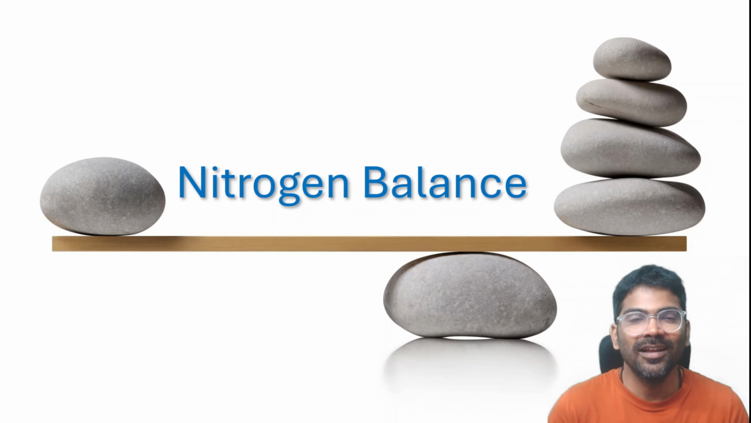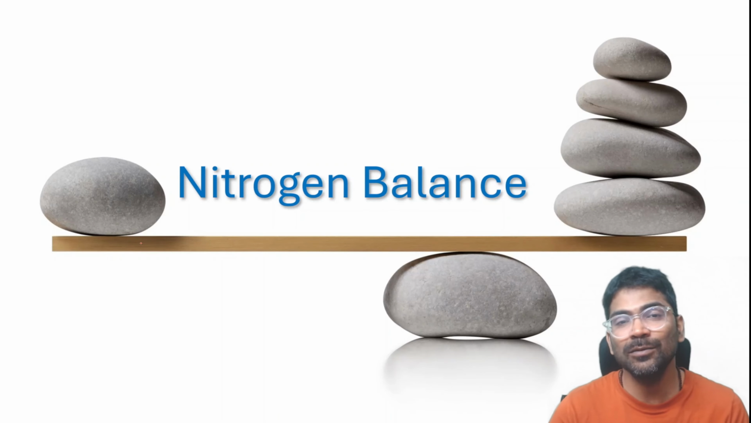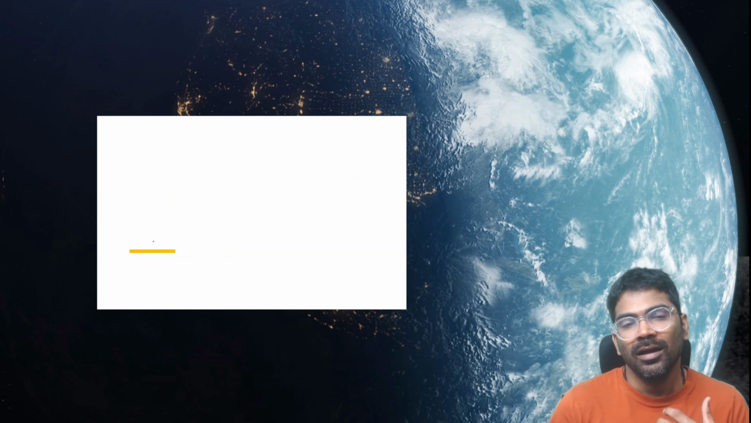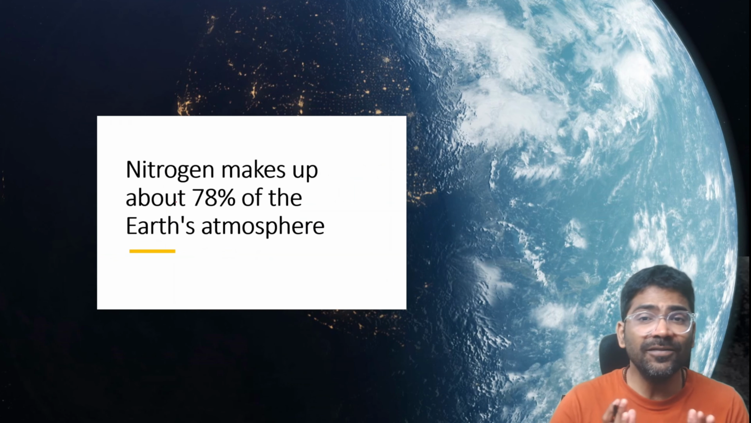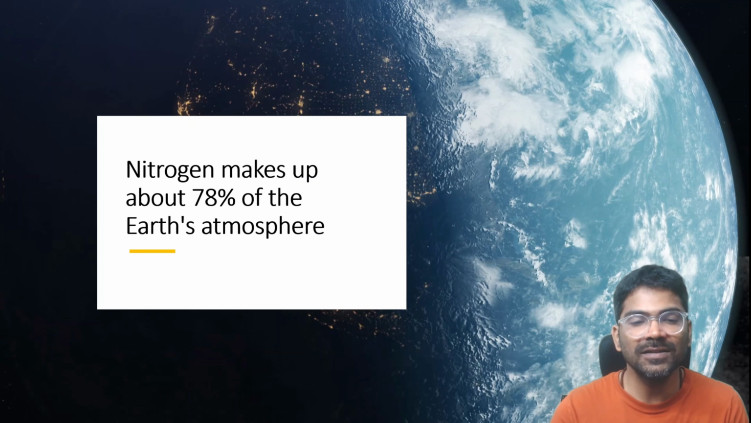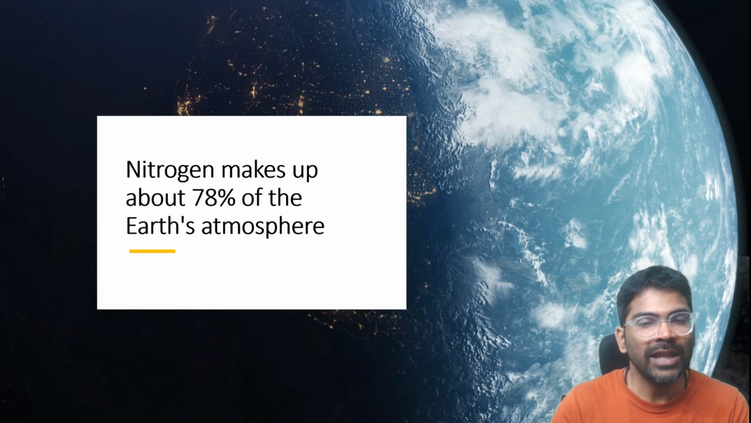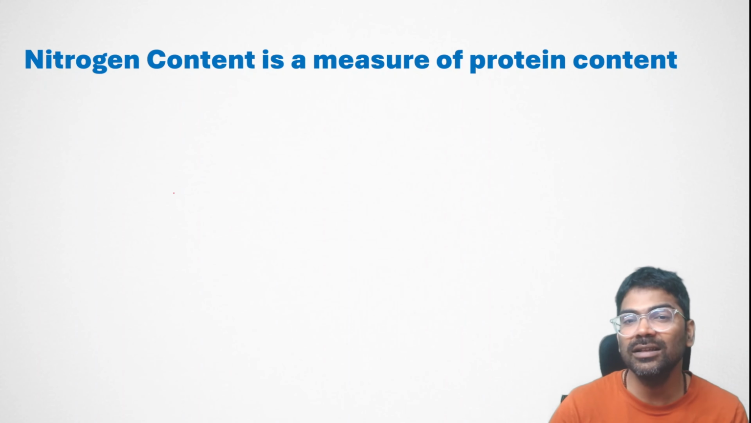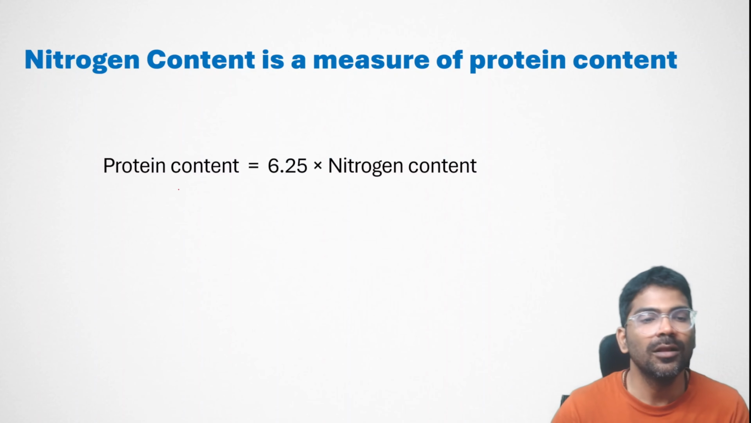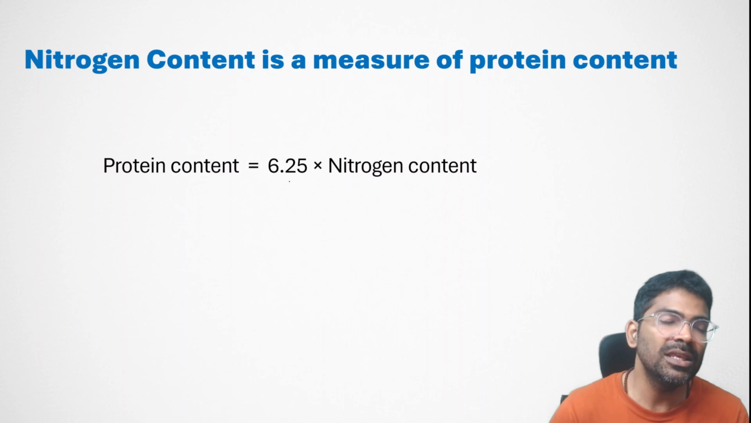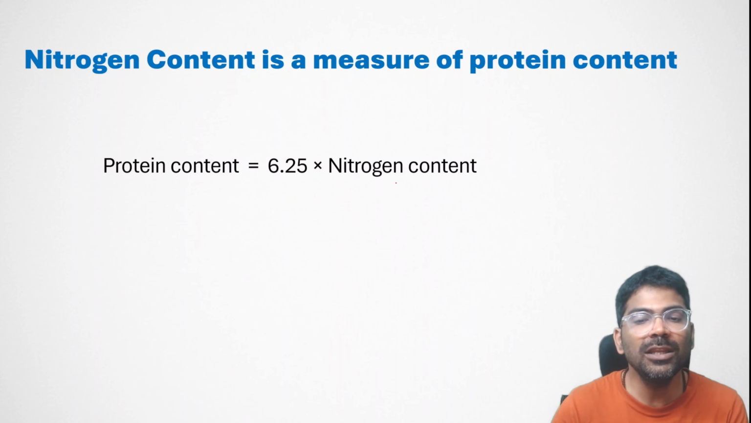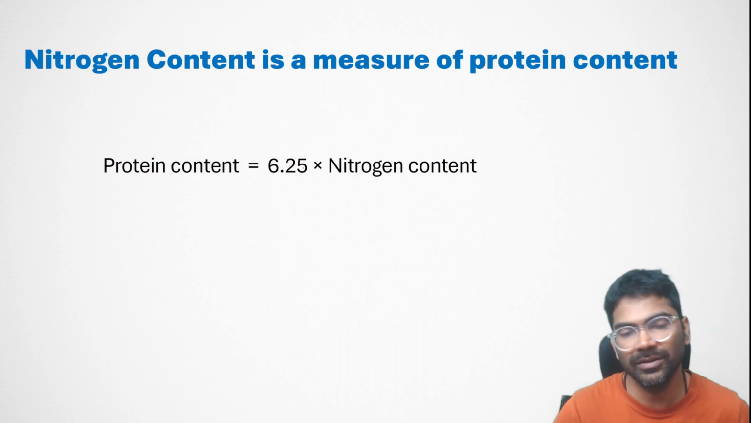Dear students, let us discuss nitrogen balance. Nitrogen makes up about 78% of the Earth's atmosphere. Why are we discussing nitrogen balance in biochemistry? Nitrogen content is a measure of protein content. Protein content can be calculated by multiplying nitrogen content with 6.25.